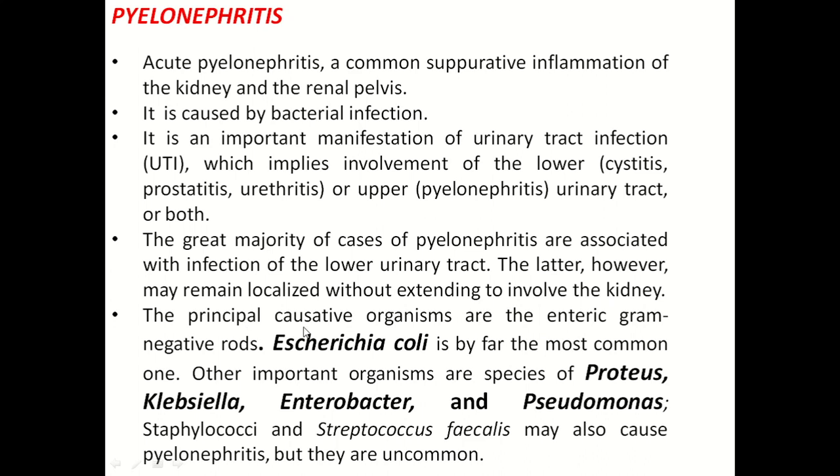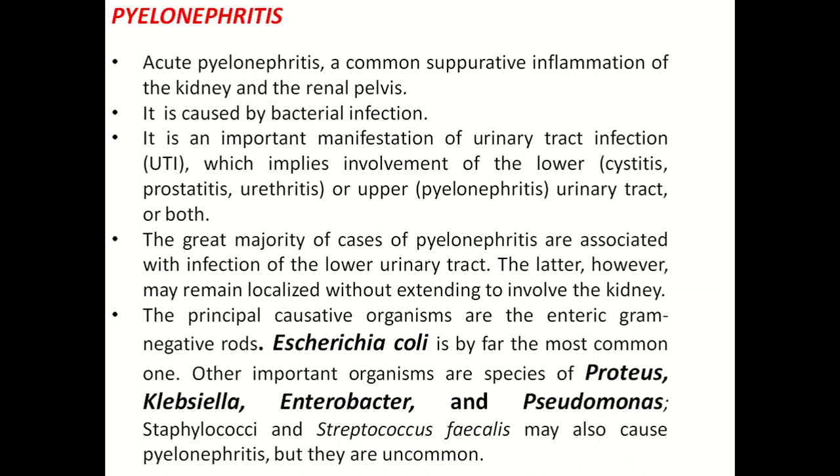Right. The principal causative organisms are the enteric gram-negative rods. The most common one is E. coli. In acute pyelonephritis, the most common organism is E. coli, followed by Proteus, Klebsiella, Enterobacter, and Pseudomonas. Sometimes Staphylococci and Streptococcus faecalis may also cause pyelonephritis, but they are less common.